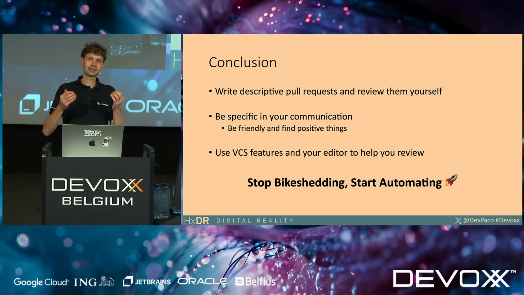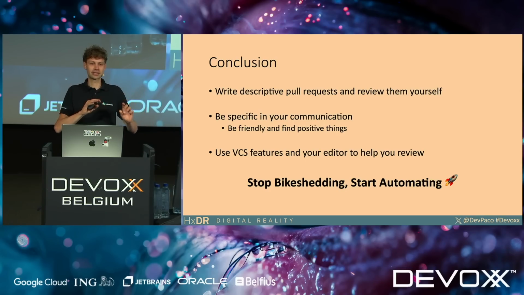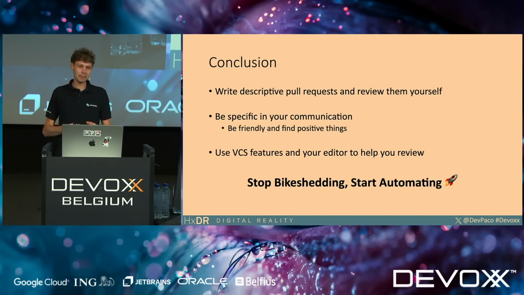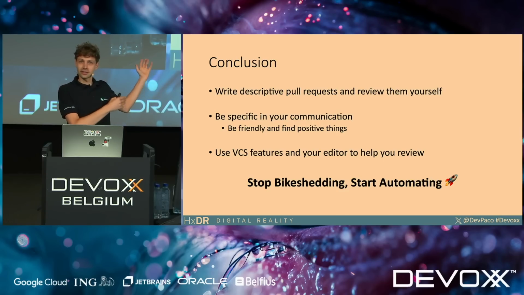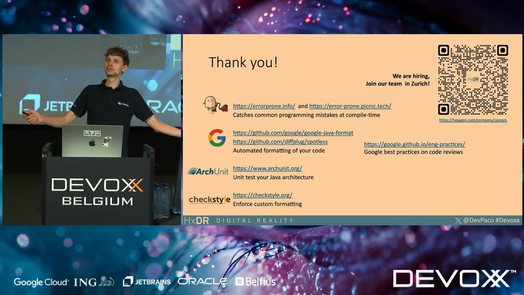Really force yourself, and it takes some getting used to, to find the positive things. Then use these features, like the code coverage and your editor, to help you do the reviews and maybe find some extra things that could be fixed. And then the most important one, stop bike shedding, start automating. Thank you.